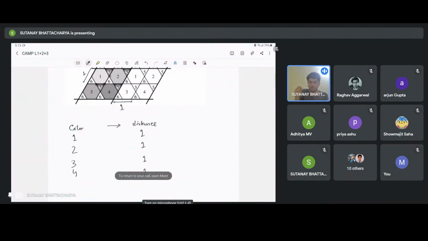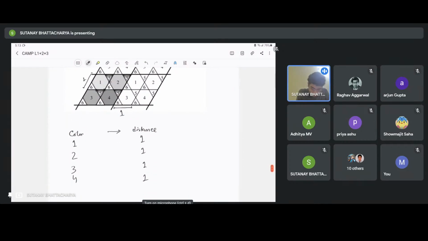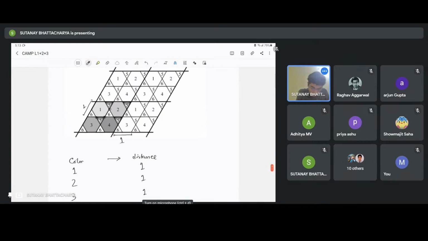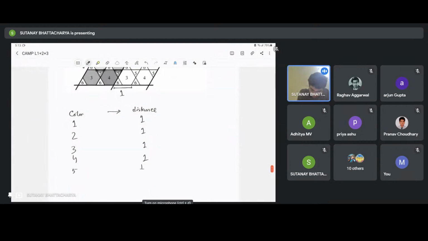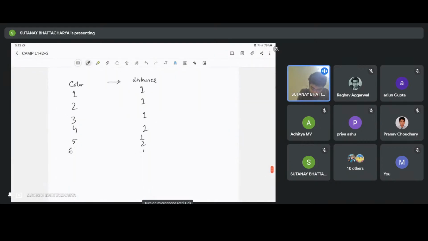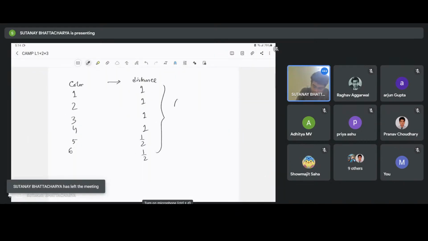Do you see the table now? Perfect. So like I said, the colors 1, 2, 3, 4, they all avoid the distance 1. What about 5 and 6? They avoid distance half. That is correct. This is not hard to prove. Try to convince yourself if you haven't already.